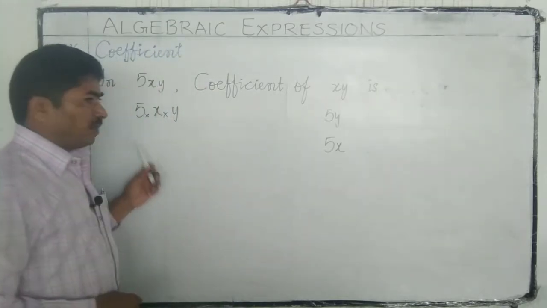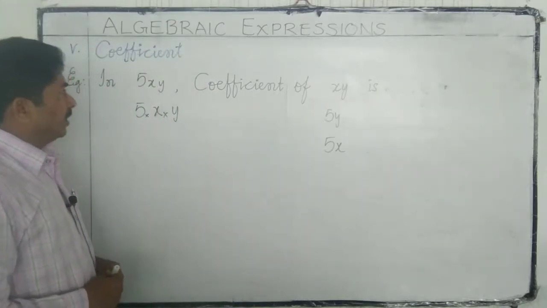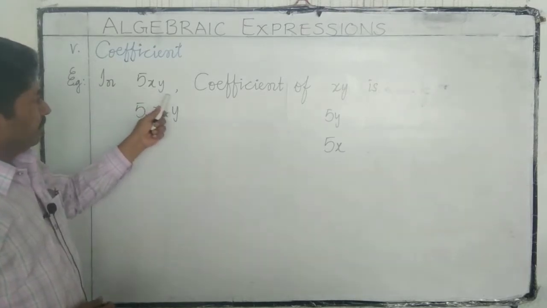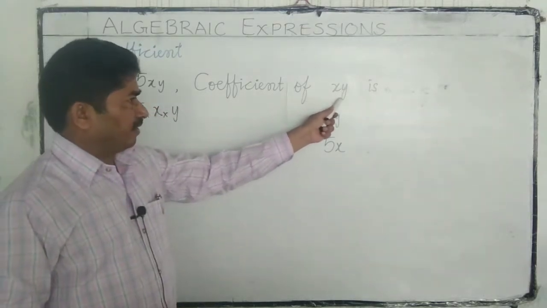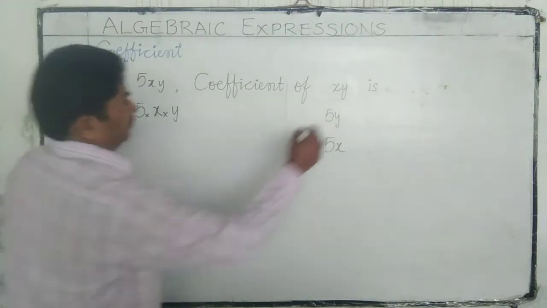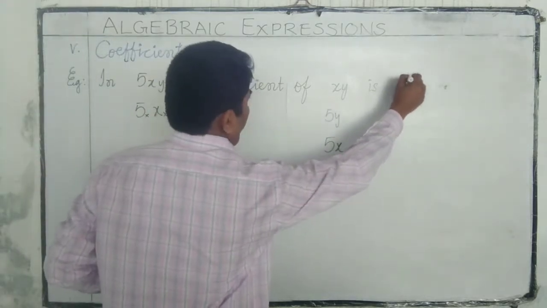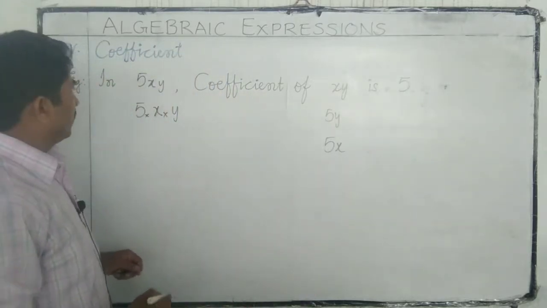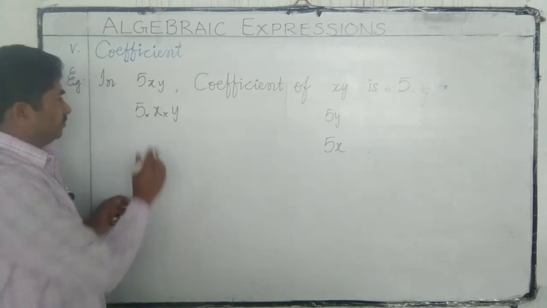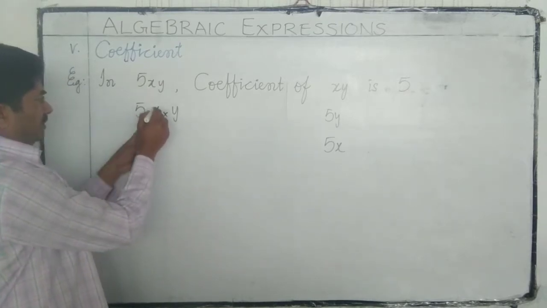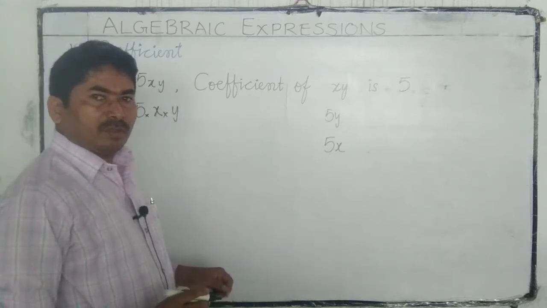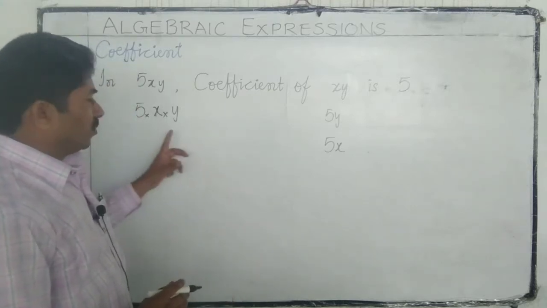Here we have one more example to understand clearly. In 5xy, coefficient of xy is 5. We know already, here we have three different factors, 5 into x into y. So that's why we can say more coefficients.